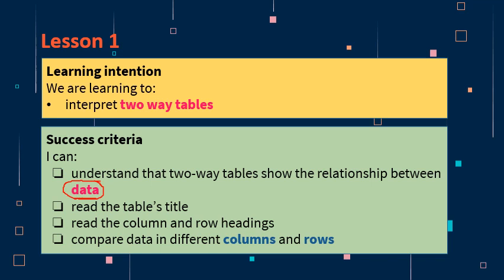You need to be able to read the table's title. That seems really basic, but you want to make sure that the data you're reading is the data you're looking for. And the best way to do that is to look at the title. So every good table should have a title. You'll also need to read the column and row headings. And also, because we're looking for the relationship, we're comparing the data in different columns and/or rows. I'm going to do that in a moment, just as an example, and that's what you're doing today.